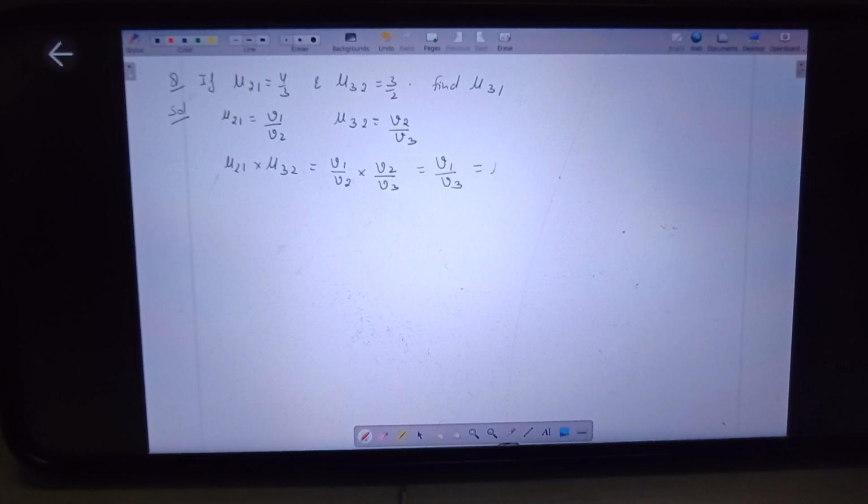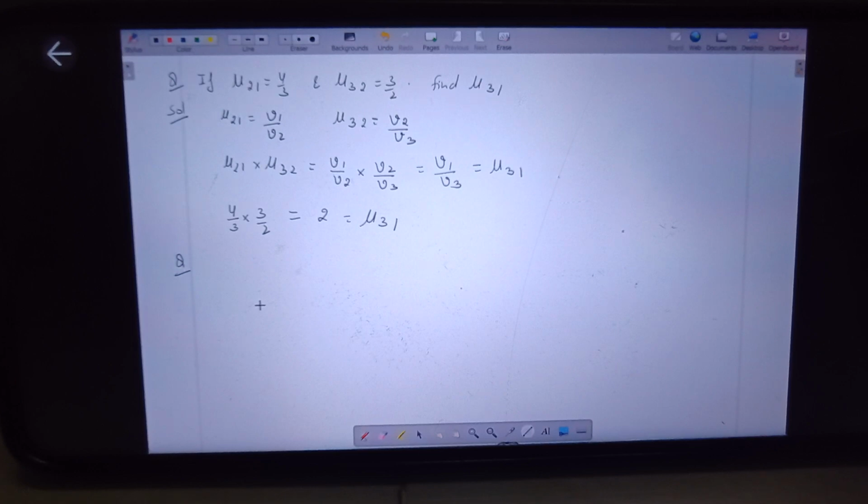It can also be given as refractive index of medium 3 with respect to medium 1. So we get this relation, and this is the relation we follow. So we get here that 4 by 3 into 3 by 2 is equal to refractive index of medium 3 with respect to medium 1. That is the result.